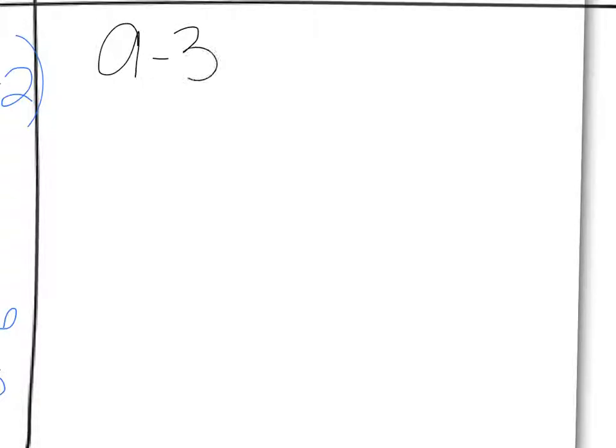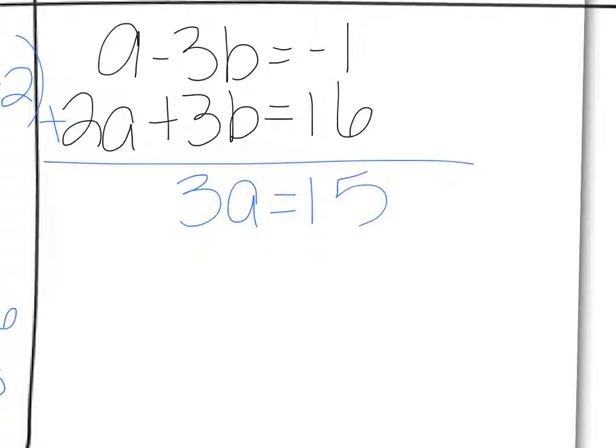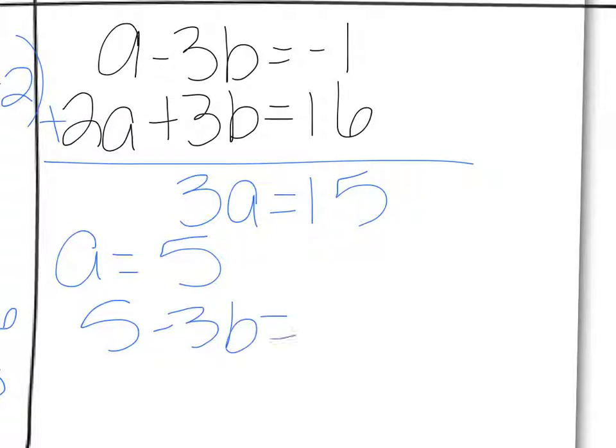A minus 3b equals -1, and 2a plus 3b equals 16. Okay, when you add your equations together, what do you get? 3a equals 15, so a equals 5. When you plug a back into one of your original equations, what do you get b to equal? You should get b equals 2, so your answer as an ordered pair, 5, 2.